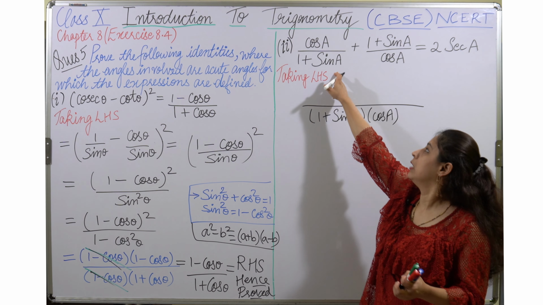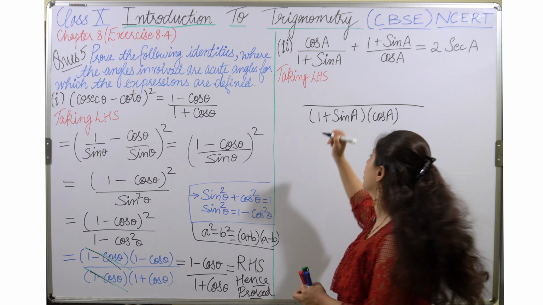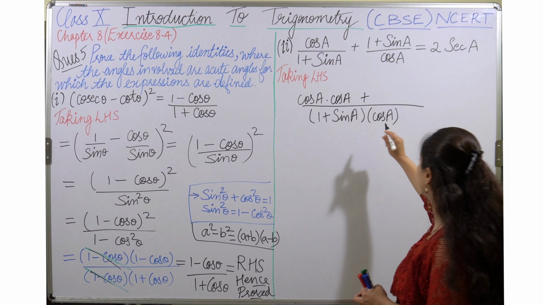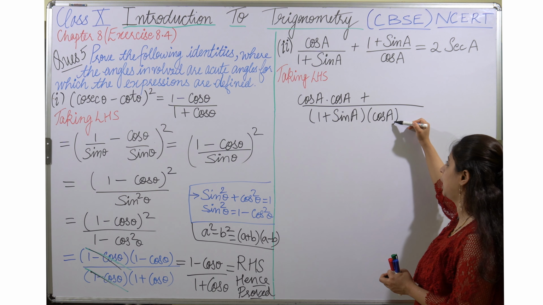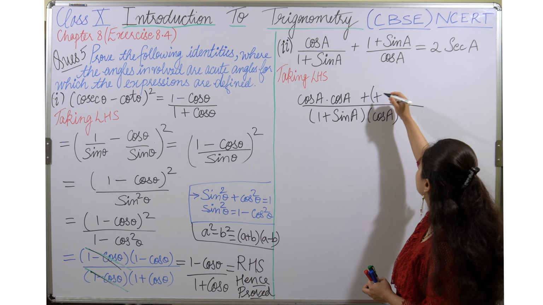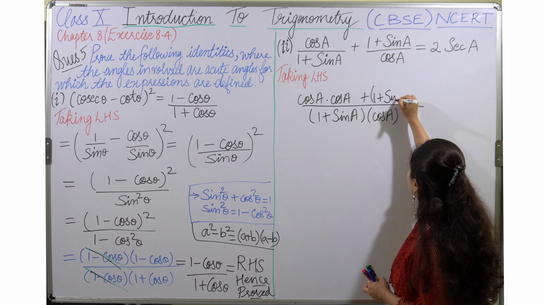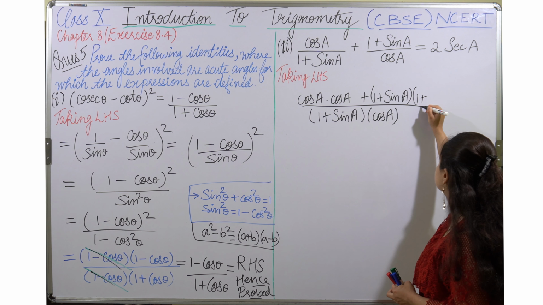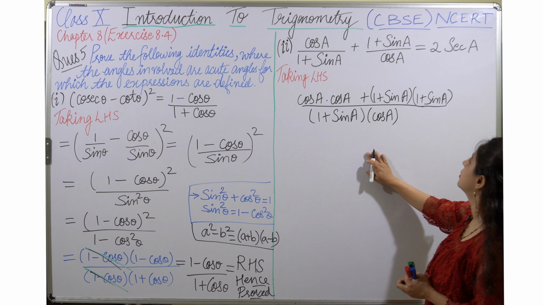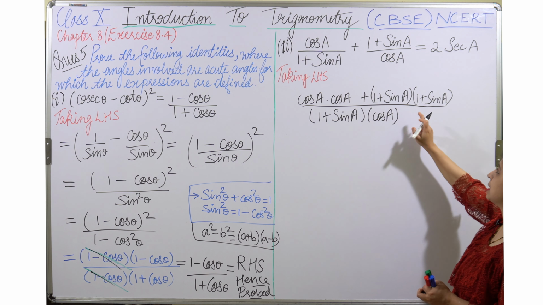Now here 1 plus sin A is already there, so cos A will be multiplied with the numerator cos A. Here I'll be getting cos A into cos A plus, and 1 plus sin A will be multiplied with this 1 plus sin A. So I have taken the LCM, and in the numerator I have got cos A into cos A plus 1 plus sin A into 1 plus sin A.